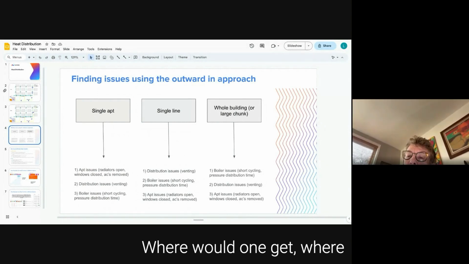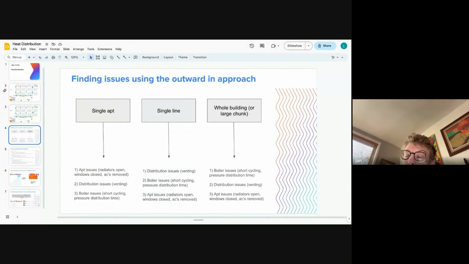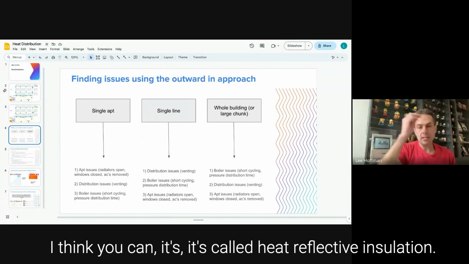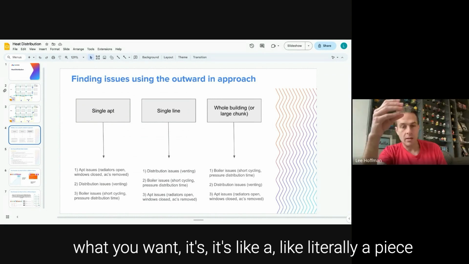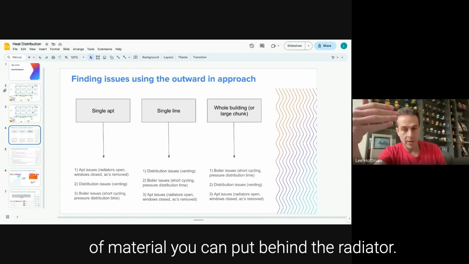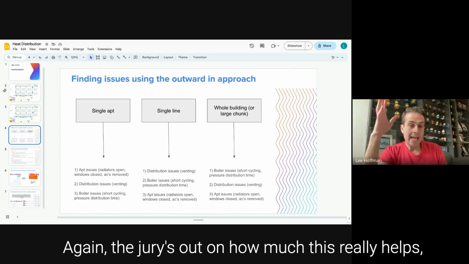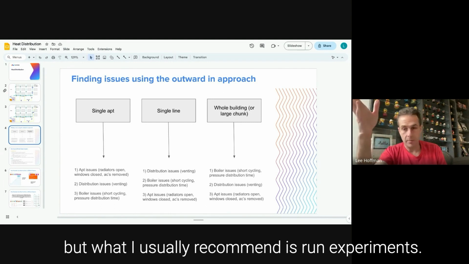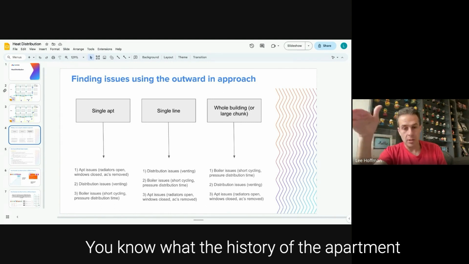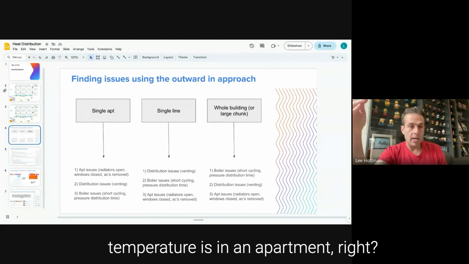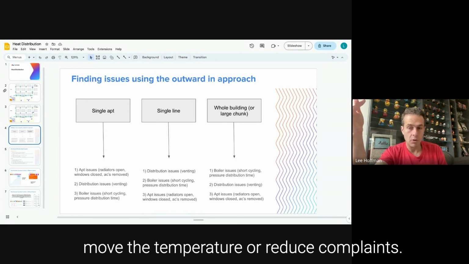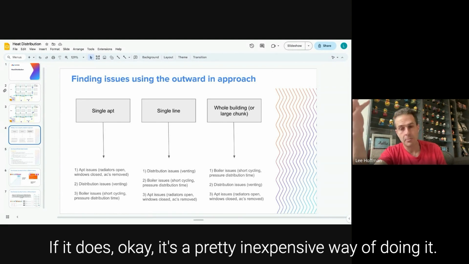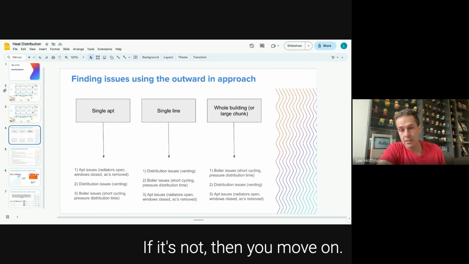Where would one get that material? I think it's called heat reflective insulation. If you go to Home Depot and tell them what you want, it's literally a piece of material you can put behind the radiator and it'll reflect the heat. Again, the jury's out on how much this really helps, but what I usually recommend is run experiments. You know the history of the apartment temperature, and if people complain in that apartment, try it in two apartments and see if it helps move the temperature or reduce complaints. If it does, it's a pretty inexpensive way of doing it. If not, then you move on.